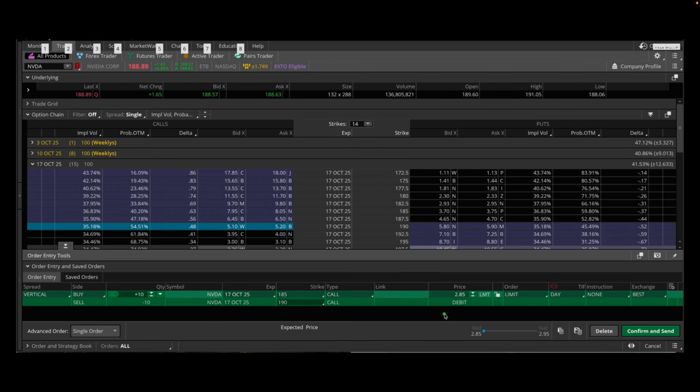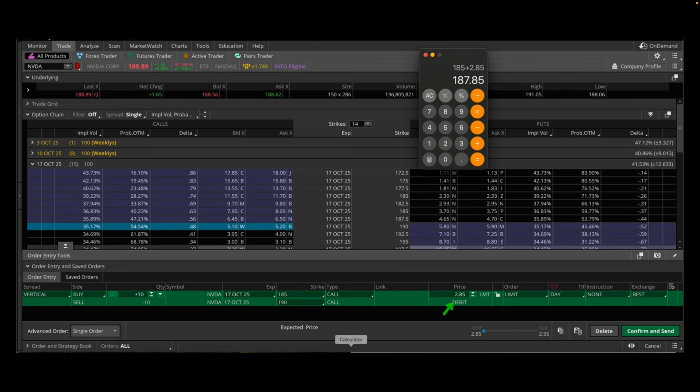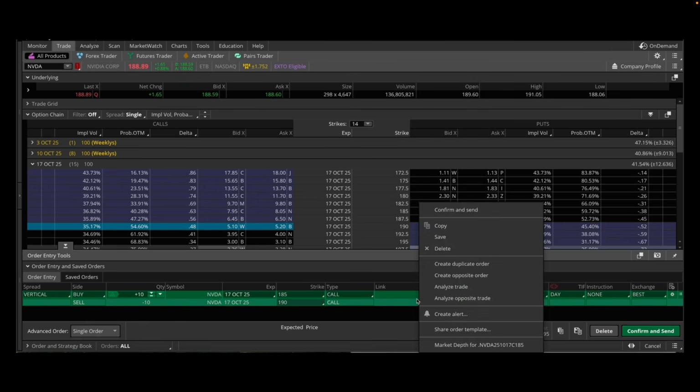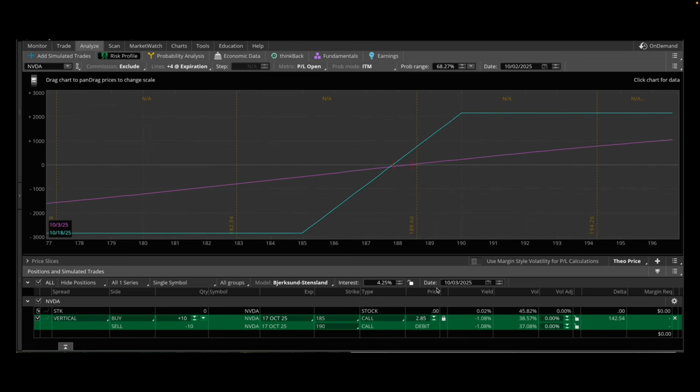I'm going to populate the order ticket to purchase 10 of those at a price of $2.85. And let's first calculate max profit. I take the width of the spread minus the debit paid, multiply that times 100, and since I'm buying 10 contracts, I multiply that number times 10 to get a value of $2,150. And once again, that represents our max profit.